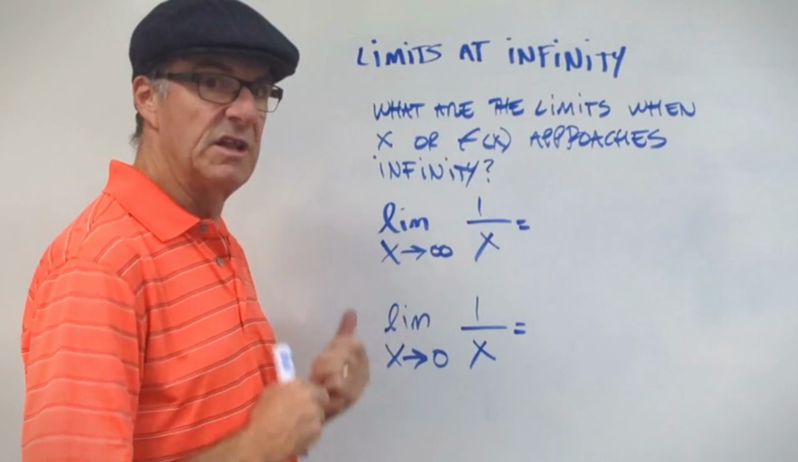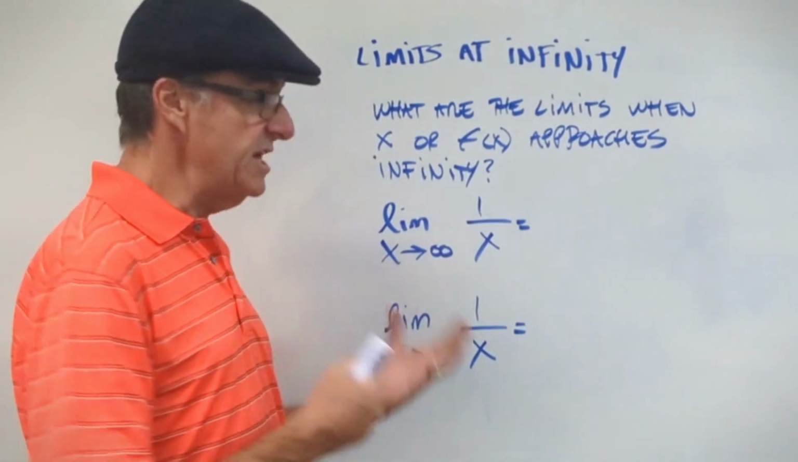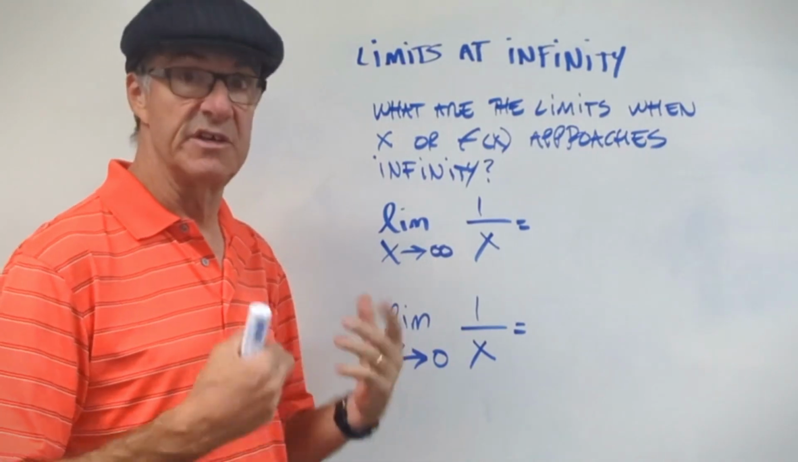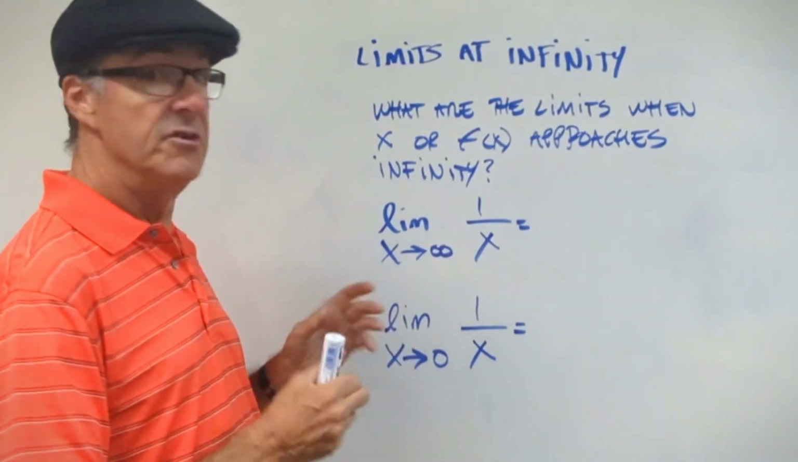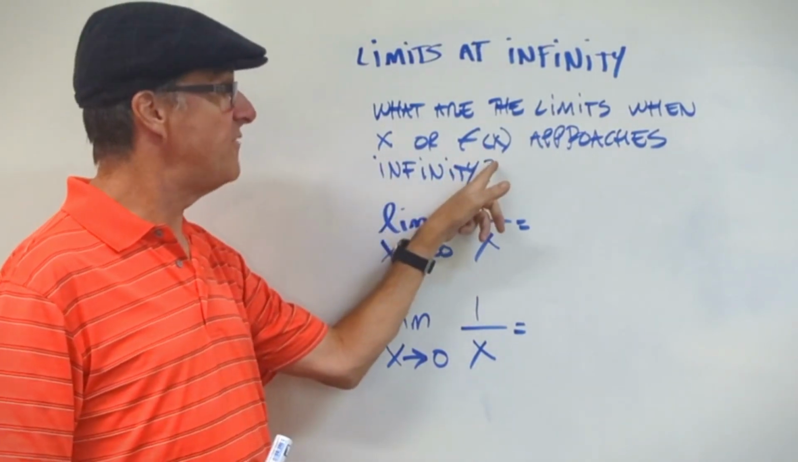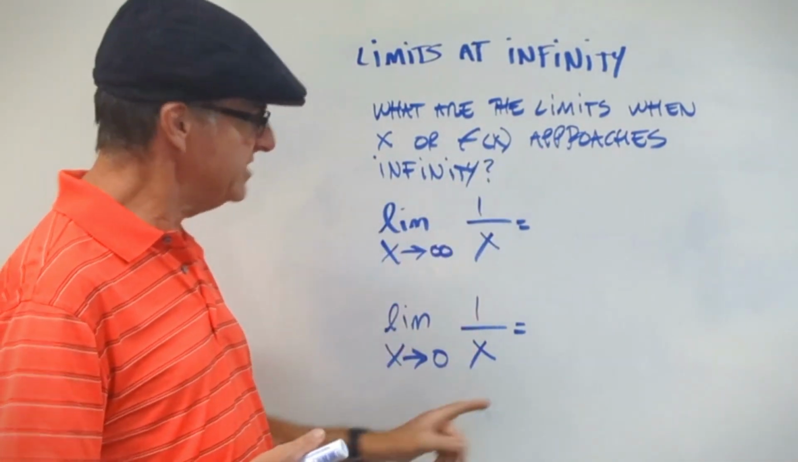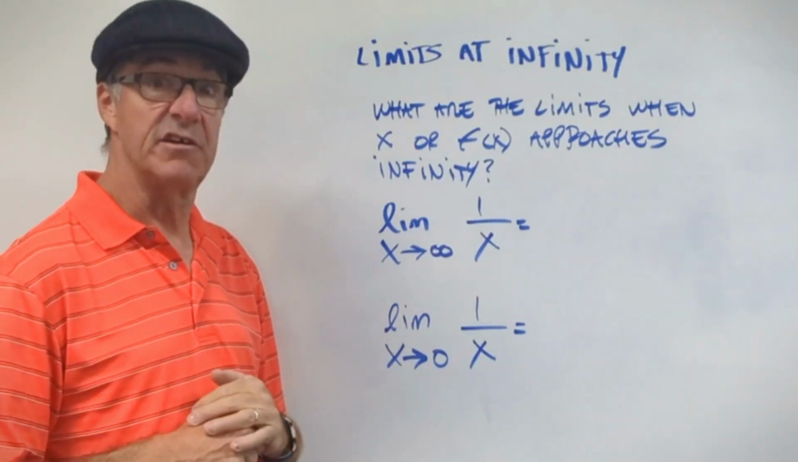Second topic in our limits introduction, limits at infinity. And we're going to take a look on the next board. We're going to look at asymptotes because these are asymptotes. So here's the central question though. What are the limits when x or f of x approaches infinity? So let's check that out. The 1 over x function will help us see that nice and clearly.